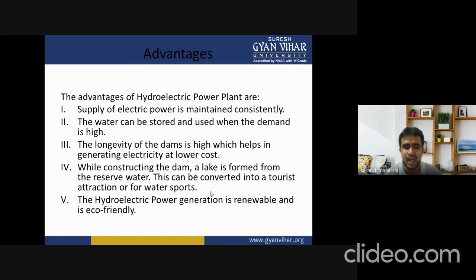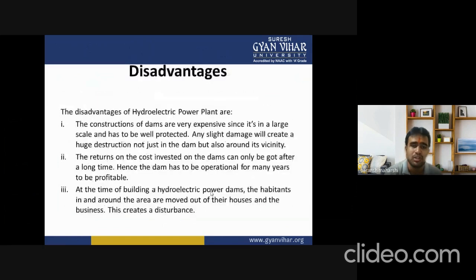The next is that hydroelectric power generation is renewable and eco-friendly. It is renewable and eco-friendly, so it is used in the hydroelectric power plant and hydroelectric power generation.